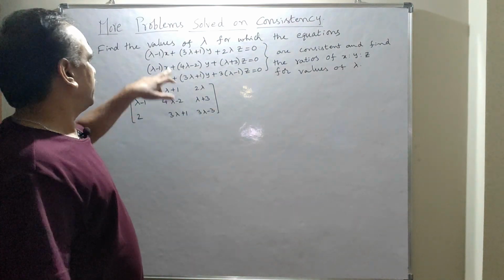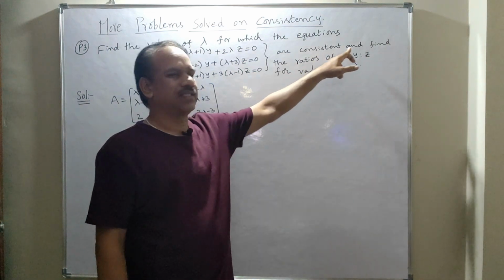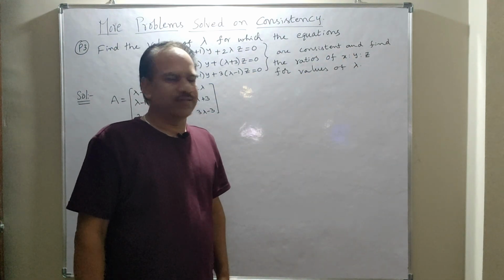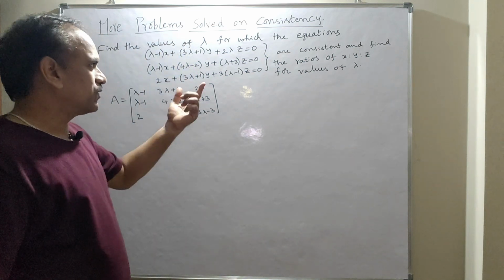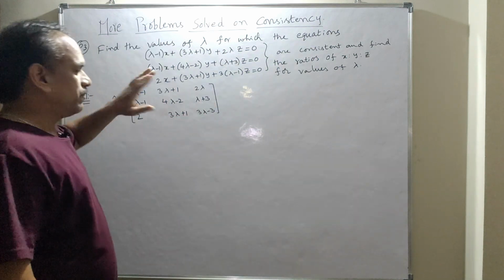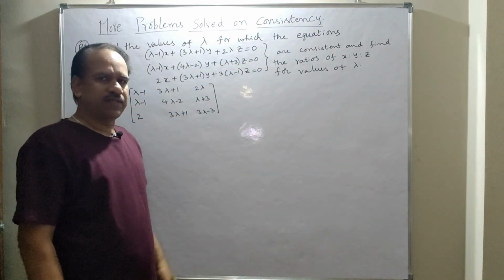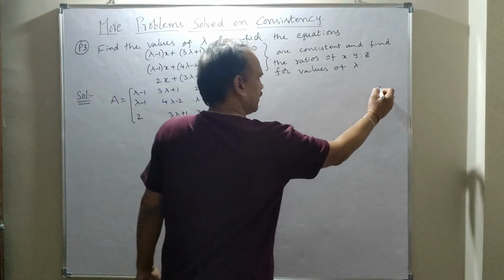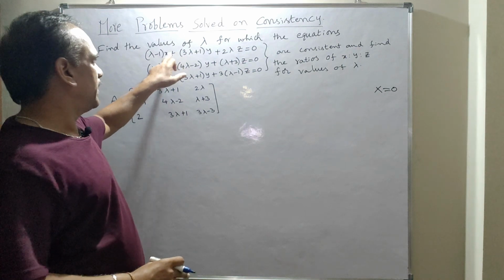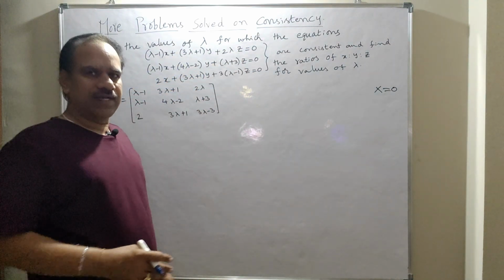You are asked to find the value of lambda for which these equations are consistent. A homogeneous system is always consistent, right? But why are you asked to find the value of lambda for consistency? The system is always consistent, but we are interested in non-trivial solutions. What is the trivial solution? A trivial solution is x equal to y equal to z equal to 0. If you put x equal to y equal to z equal to 0, it always satisfies. So that is a trivial solution.